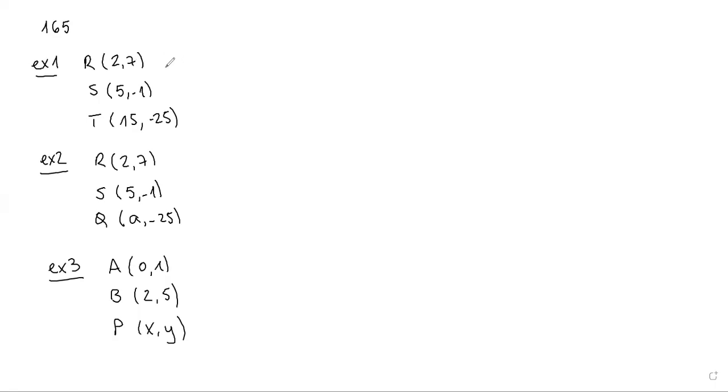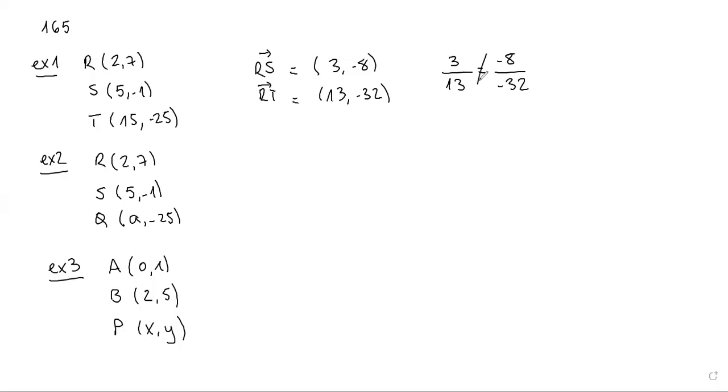Exercise 1, I'm asked to know if these 3 points are not aligned. So as I've seen before, what I have to know is if the vector RS and the vector RT are proportional. So I calculate them, and that is 3 minus 8. I calculate this, this is 13 minus 32. So I compare then coordinates, and that's, well, that's 1/4. This is not. So this is not true. If that's not true, the 3 points are not aligned. They would be a triangle.